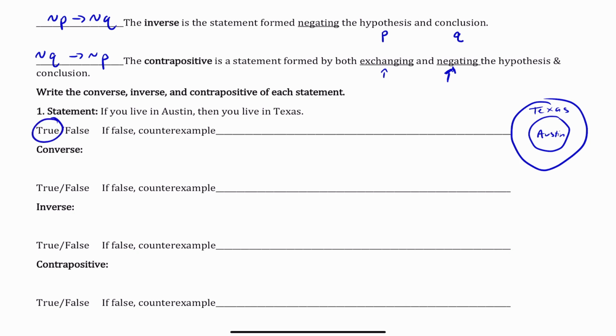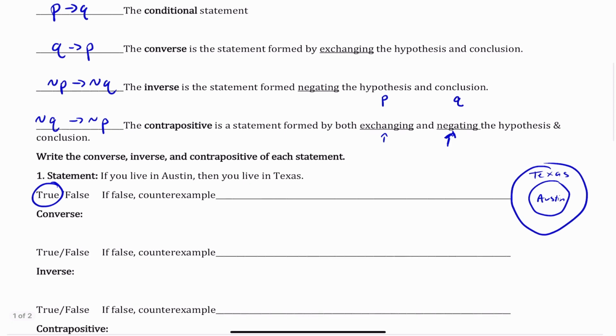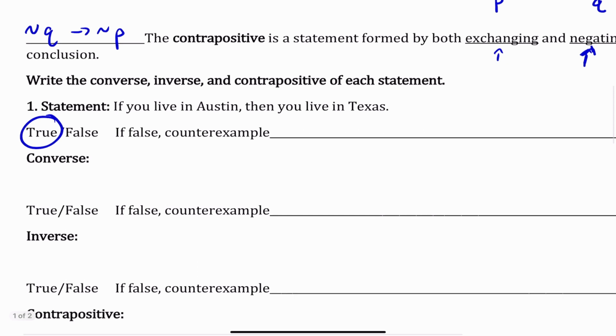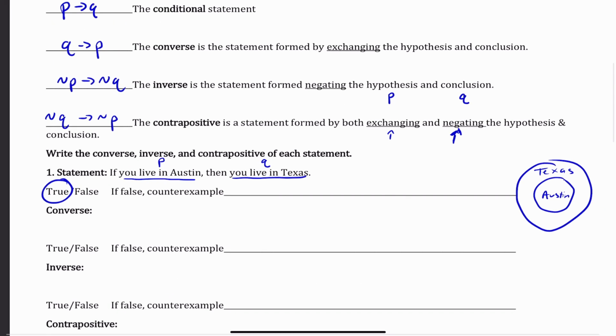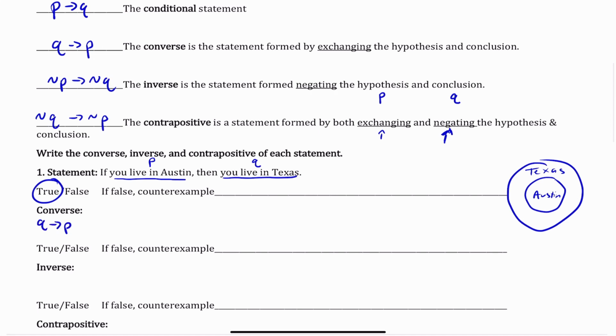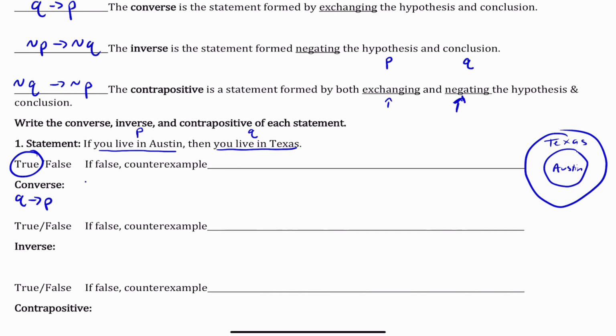The converse, by the way, is in the form if Q, then P, right? Let me go ahead. I should have done this at the beginning. Right here, this is my P, and this right here is my Q. The converse would be if Q, then P. So let me go ahead and write that. If you live in Texas, then you live in Austin.